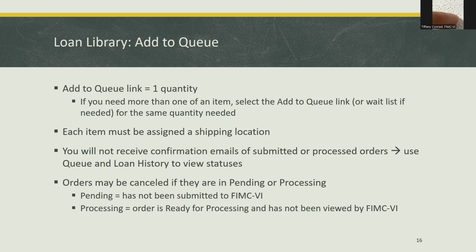The loan library does also have a waitlist link. So if it's not showing the add to queue link, it's going to show waitlist. And that means that we're going to wait for somebody to send it back to us before we send it to you. In the loan library, each item just needs to be assigned a shipping location.